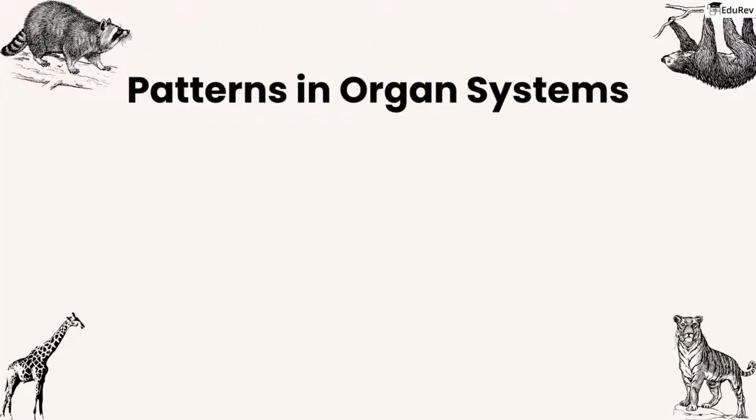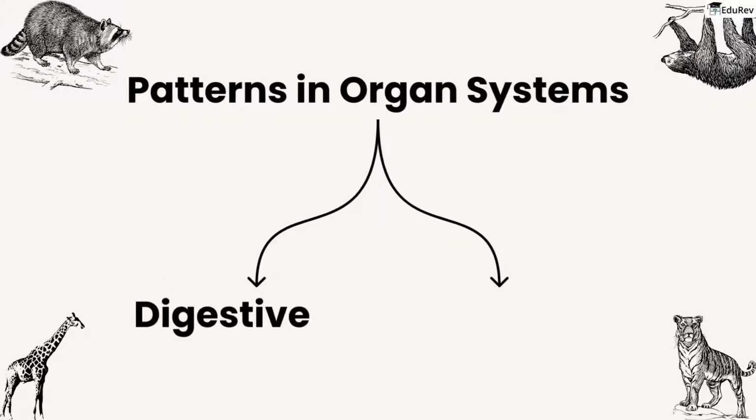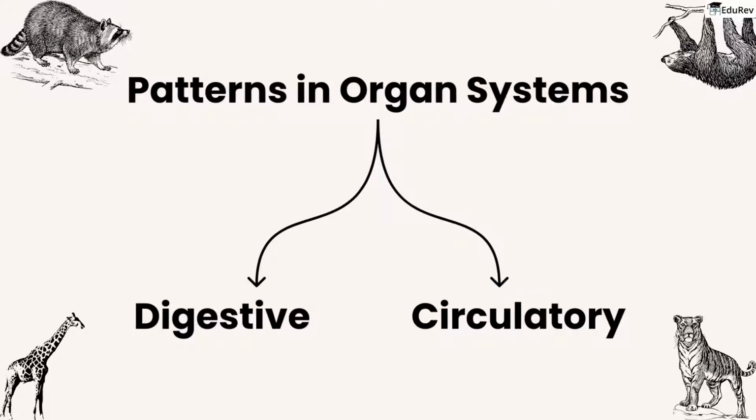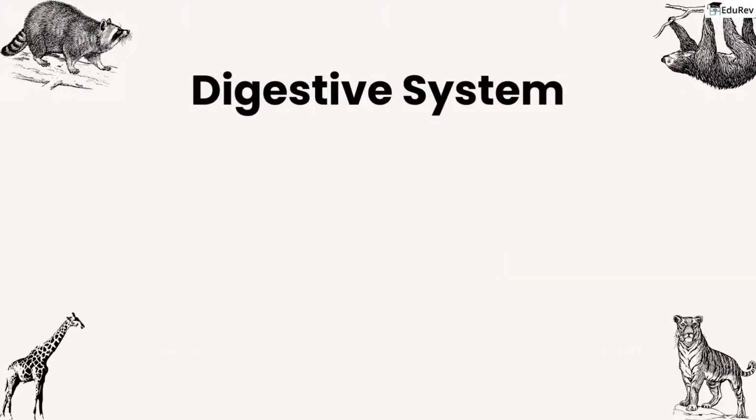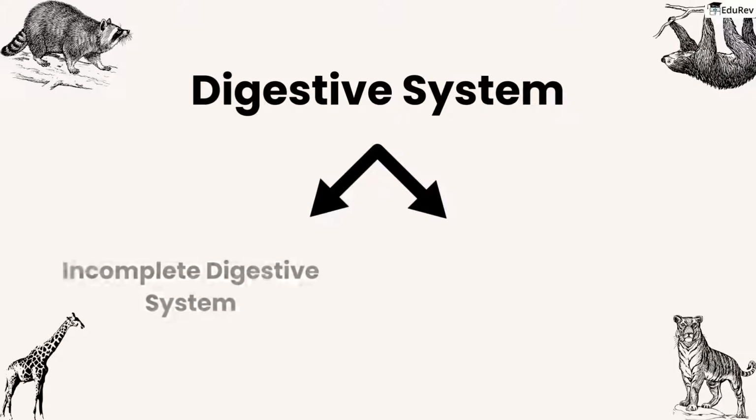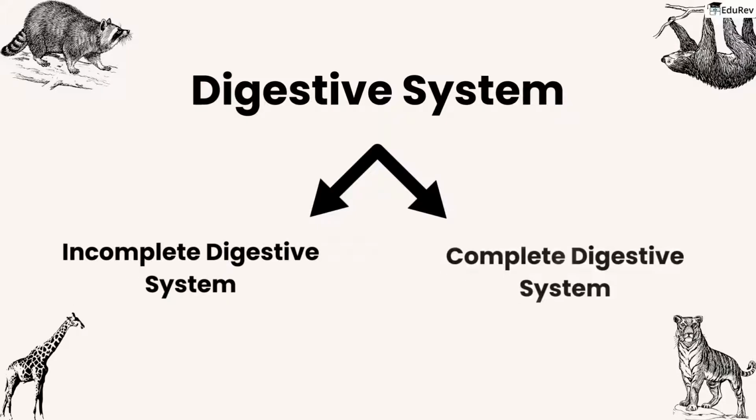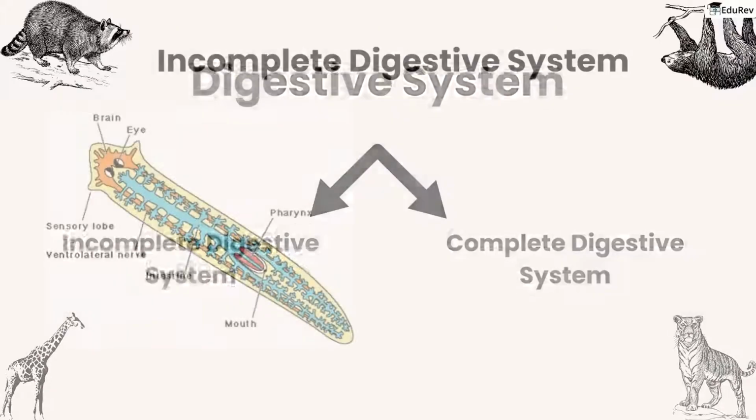Now let's understand the patterns in the organ systems. We will see the different types of digestive and circulatory systems. Let's start with the digestive system. There are two different types of digestive systems: incomplete digestive system and complete digestive system.